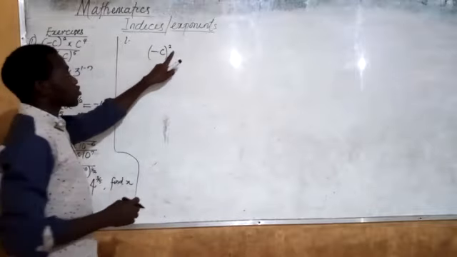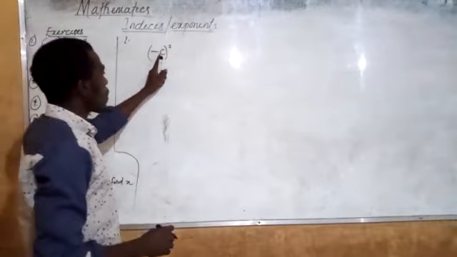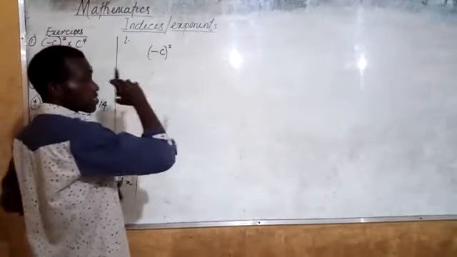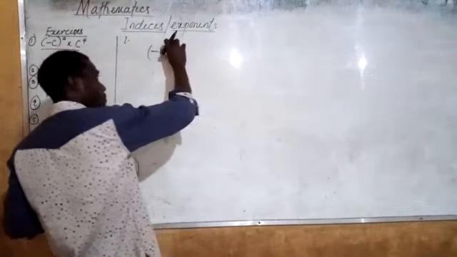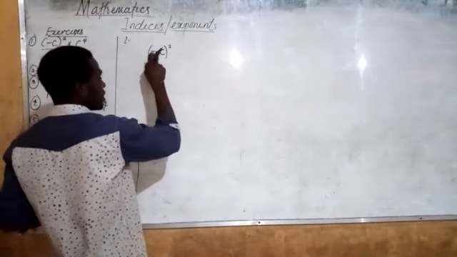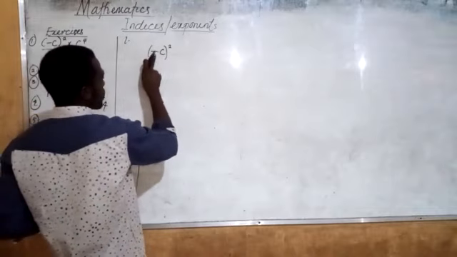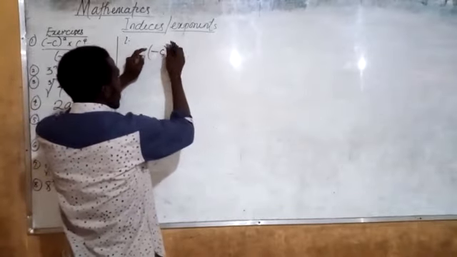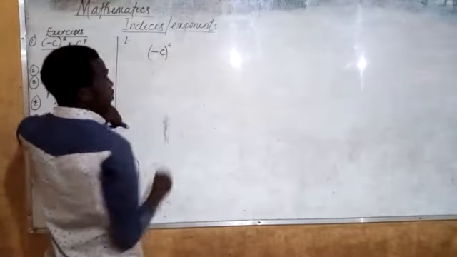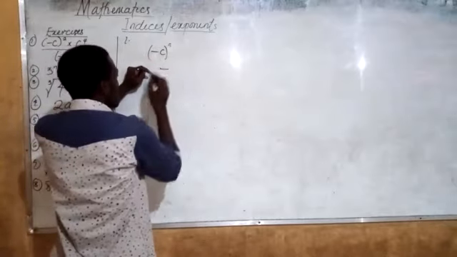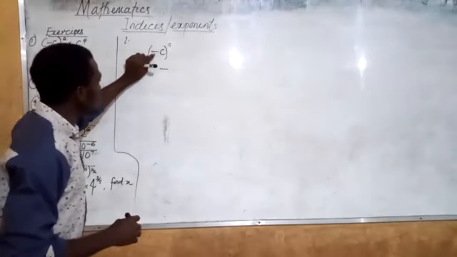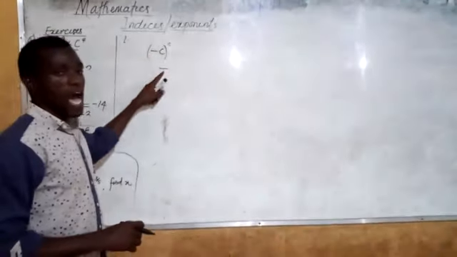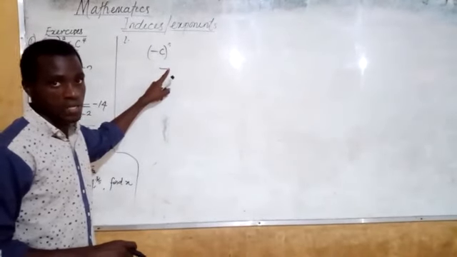Now, if I am squaring a negative number, and that square is not for the number alone, but for the negative sign and the number itself, provided that this minus is part of the bracket, is inside the bracket, then if I square this number, I should get a positive answer. But if the power, this index, were an odd number, like 5, I'm going to end up getting a minus in my answer. But if the power, this index, were to be an even number, then I would get a positive number at the end of the day. So let me just show you what I mean.